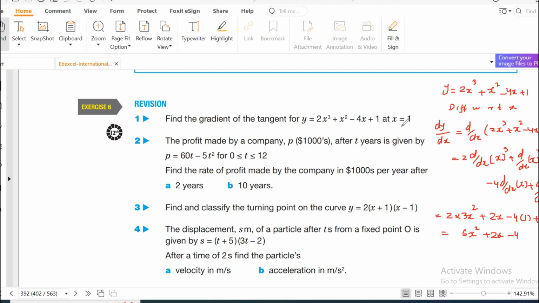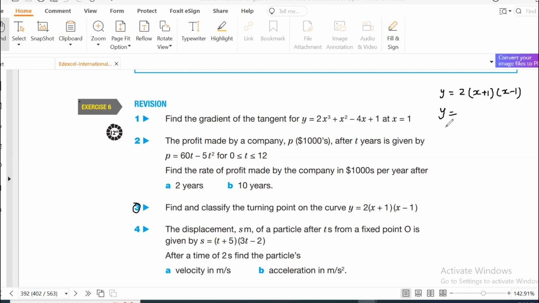But don't stop here. They are asking for the gradient at x = 1. So dy over dx at x = 1 becomes 6 into 1 squared plus 2 into 1 minus 4. That gives us 6 plus 2 minus 4, 8 minus 4, which is equal to 4. So this is your final answer. I hope it is clear.